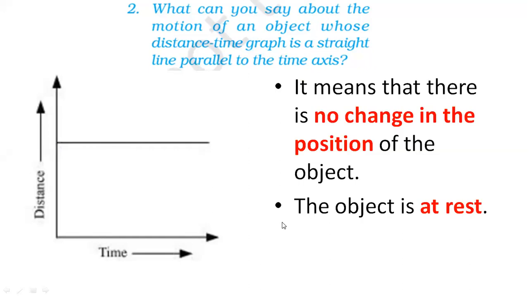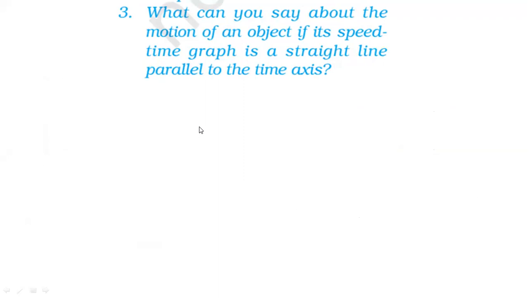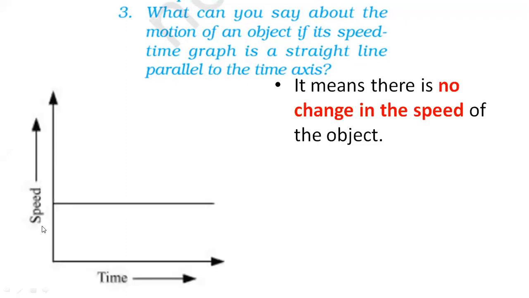Now the third one. Third one is, what can you say about the motion of an object if its speed time graph is a straight line parallel to the time axis? So first we have to draw a speed time graph and a straight line parallel to the time axis. So this is the graph. We have drawn the graph and taken a line parallel to time.